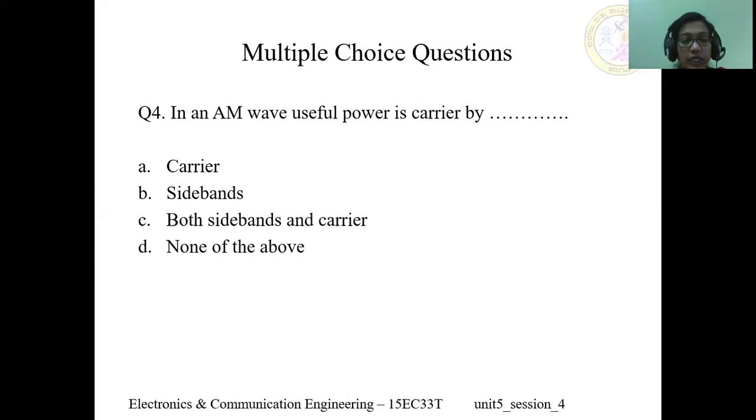Question number 4. In AM wave, useful power is carried by dash. A, carrier, B, sidebands, C, both the sidebands and carriers, D, none of the above. The answer is B, sidebands. So we observed in the AM wave, we have three bands. One is carrier and the two sidebands. Most of the power is carried in the sidebands, that we are going to discuss in the next sessions.